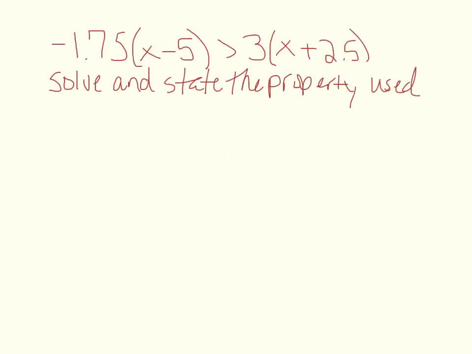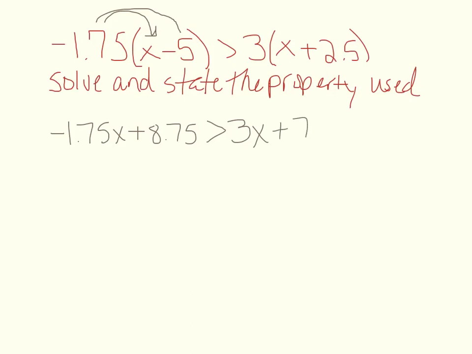All right, last one. We're going to solve this problem and state the property that's used. The first thing I'm going to do is distribute. So negative 1.75 times x is negative 1.75x, and then negative 1.75 times negative 5 is a positive 8.75. Bring down my inequality. 3 times x is 3x, and 3 times 2.5 is 7.5. The property I used to get there is the distributive property.